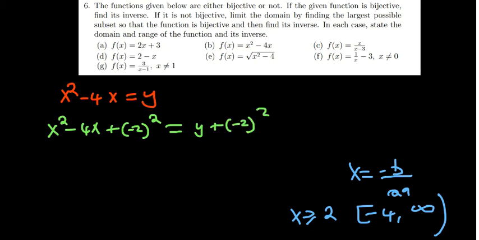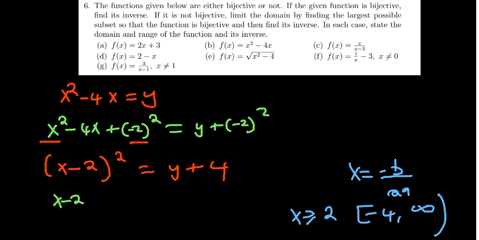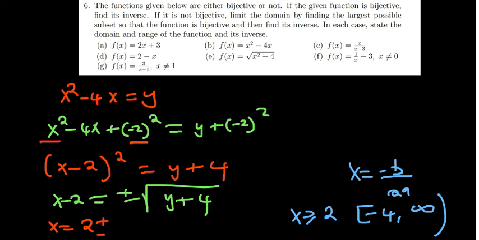The next step is you look at x and negative 2, group them. (x - 2)² is equal to y + 4, since negative 2 squared is going to give us a 4. At this point, it's easier for you now to make x a subject by finding the square root on both sides. So x minus 2 is going to be equal to plus or minus the square root of y plus 4. So if you make x a subject, x is going to be 2 plus or minus the square root of y plus 4.